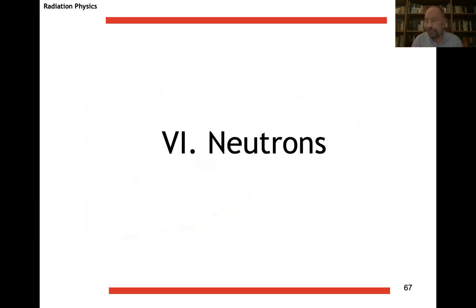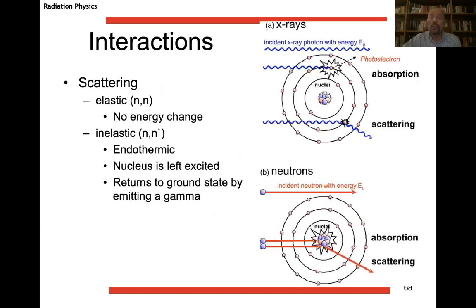Okay, the final chapter that I wanted to touch on in this part, in the next lecture we will go to charged particles. Now we stay with neutral particles, with the exception of the electrons, which are important for everything, and the neutrons. So neutrons, again, which kind of interaction can neutrons have with matter? They have elastic scattering, and they have inelastic scattering.